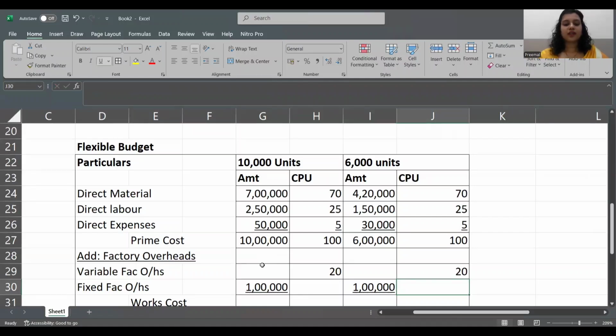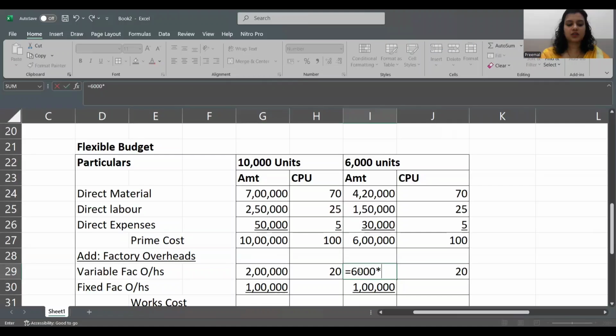Now, all I have to do is find out what is remaining in my calculation. So I need to calculate the amount of variable factory overheads. How do I calculate the amount? Take my units and multiply into the cost per unit. I do this for both columns, 6,000 into 20. And how do I calculate the cost per unit? Take the amount and divide by the units of production. 10 rupees for 10,000 units was already given in the question.